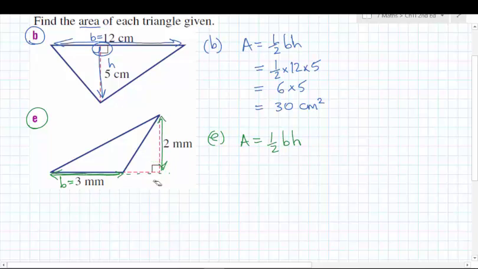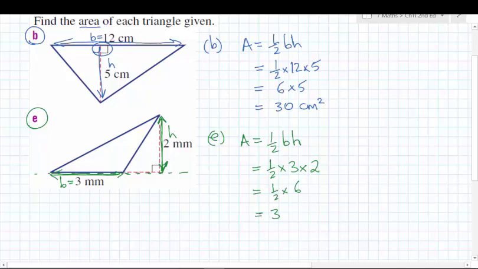So that there is my perpendicular height. It is the length, or the height, that is at right angles to this line here, which forms the base of my triangle. So here I can go a half times my base, which is 3, times my height, which is 2. So here I have a half of 6, which is 3.